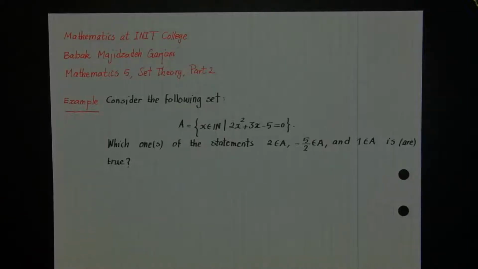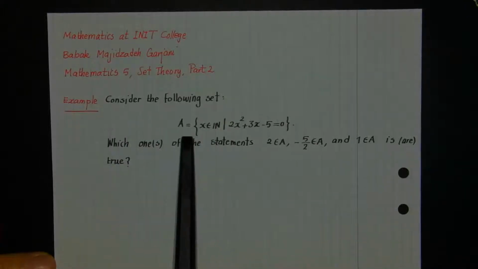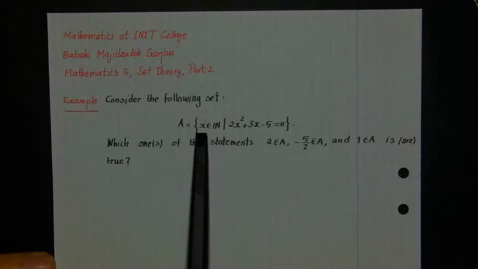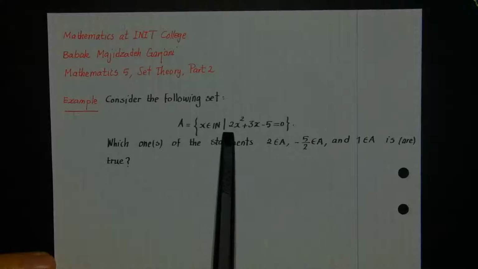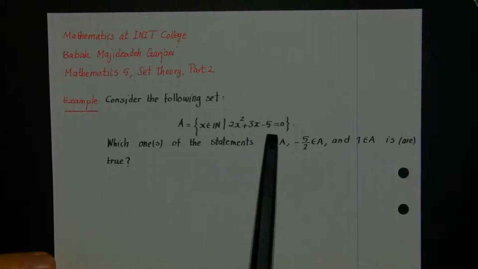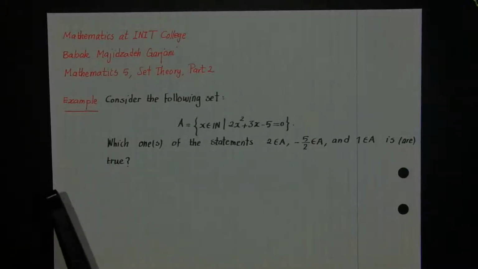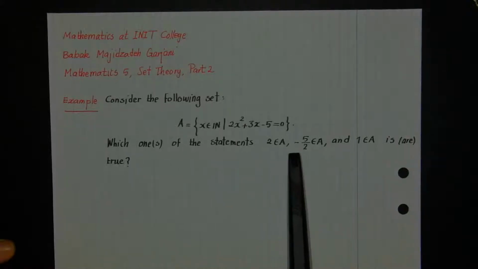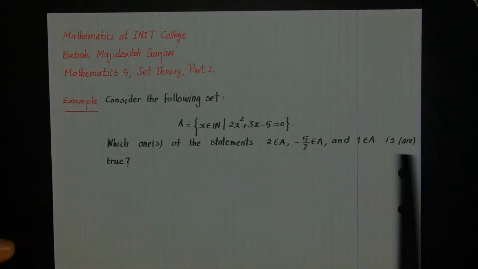Okay, so if you remember, we started talking about sets. Let me just refresh your memory a little bit by giving you an example. Consider the following set. A is the set of all x's belonging to the set of natural numbers such that 2x squared plus 3x minus 5 is equal to 0. Which one of these statements is true: 2 belongs to A, minus 5 over 2 belongs to A, and 1 belongs to A?